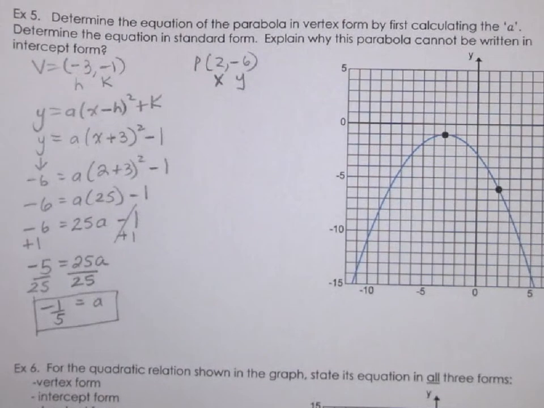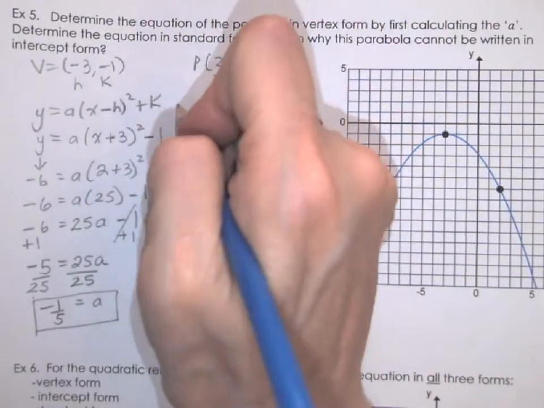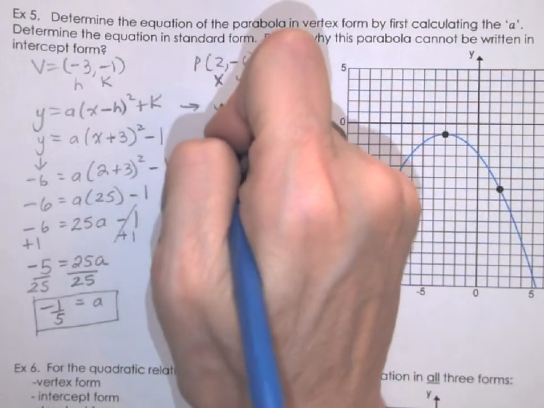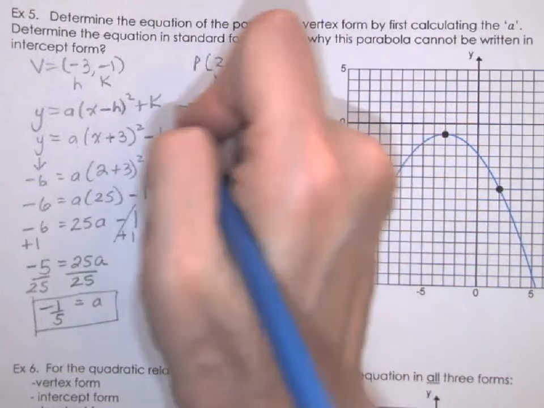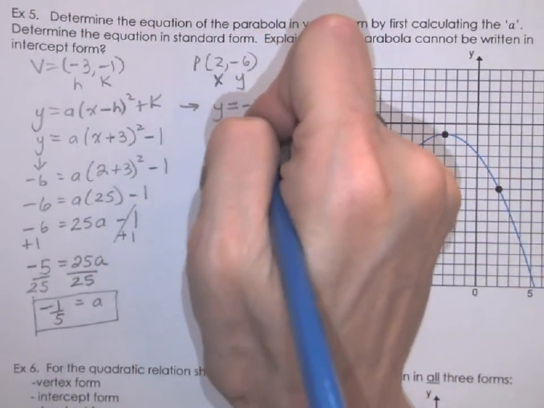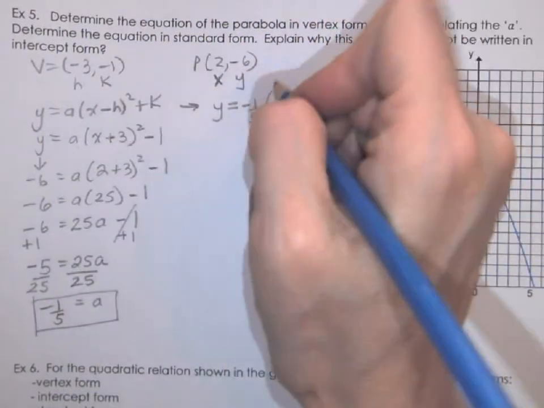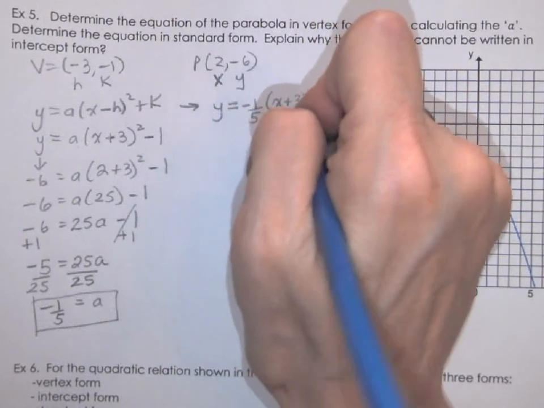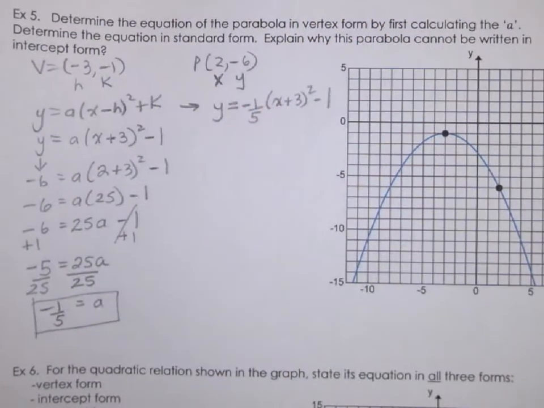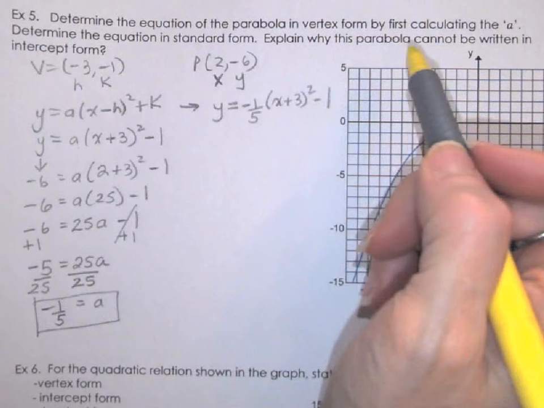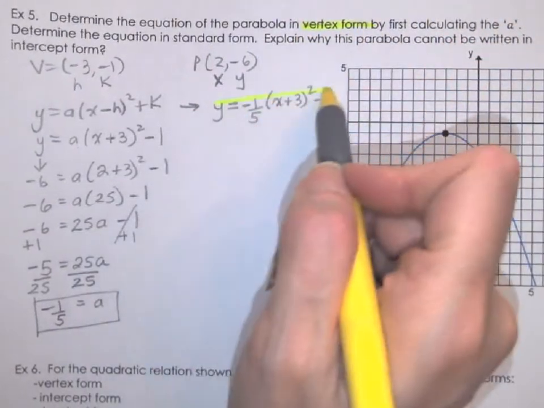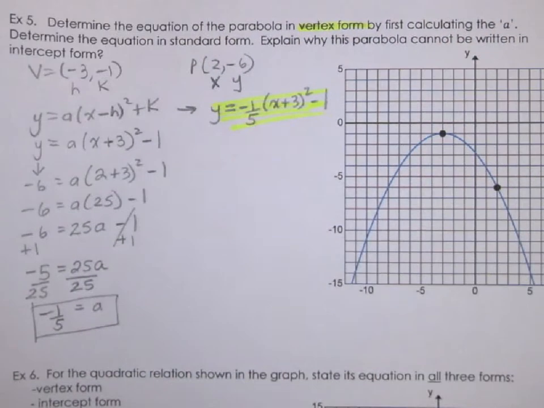So let's remember what the question's asking. Determine the equation of the parabola in vertex form by first calculating the a. So now we could come back over and state our equation in vertex form. So we now know a is negative 1/5. And we can put our h and k back in. And there's our formula in vertex form. So the vertex form is right here, completed now with a, h, and k all substituted in.